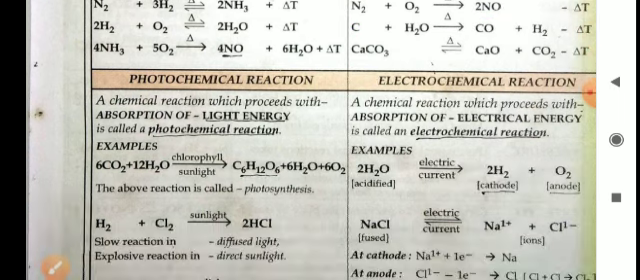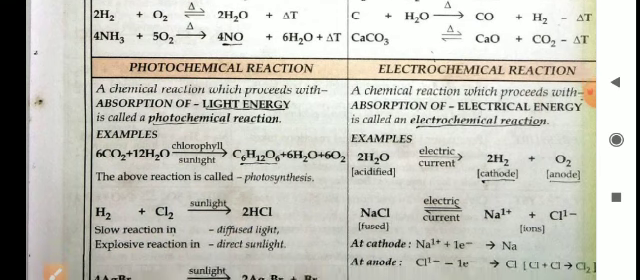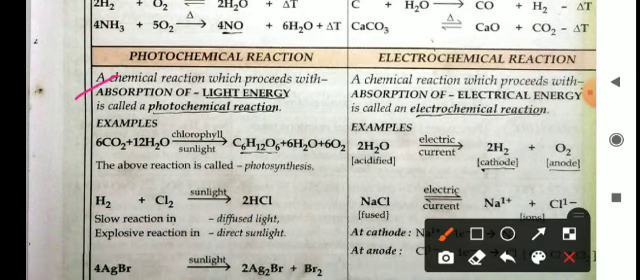Now, photochemical reactions and electrochemical reactions. A chemical reaction which proceeds with the absorption of light energy is called a photochemical reaction. For example, carbon dioxide plus water in the presence of chlorophyll and sunlight forms glucose plus oxygen gas. This reaction is known as the photosynthesis reaction. Photosynthesis is performed in the presence of sunlight, so it is a photochemical type of reaction.